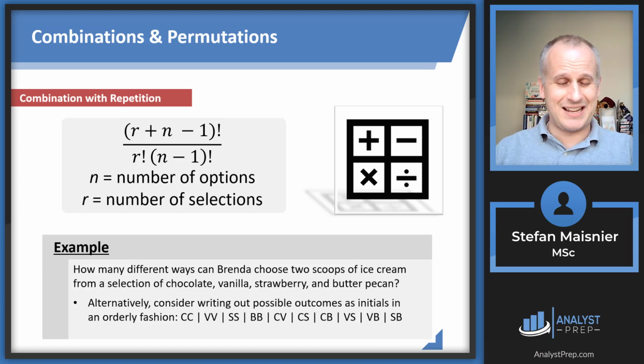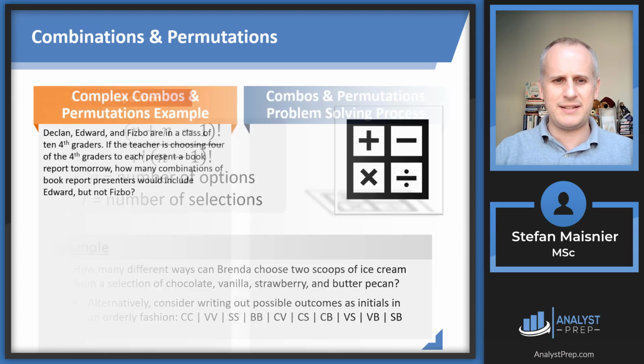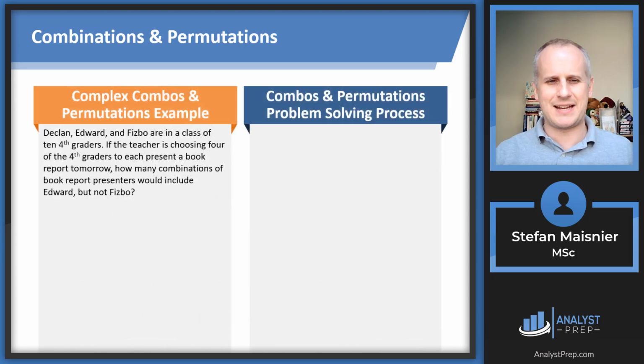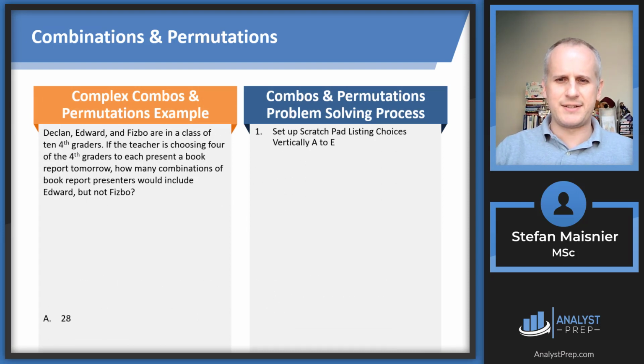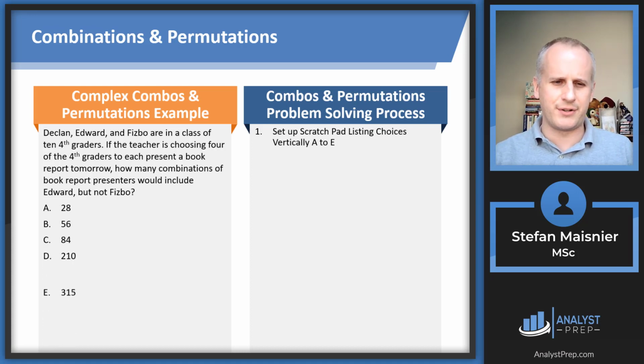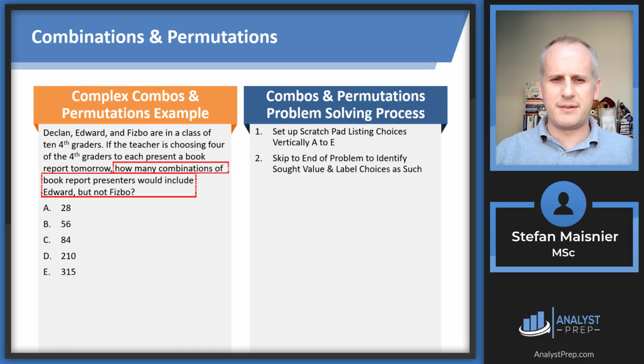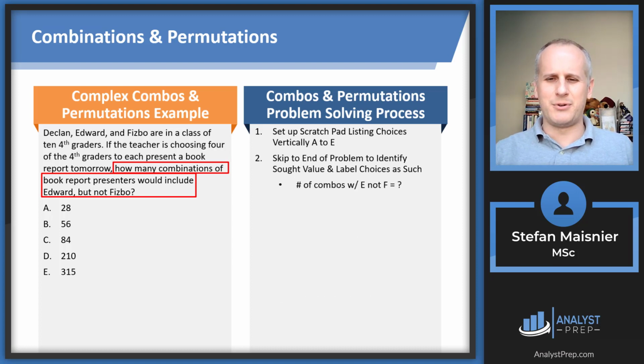And you can already kind of see how these problems can become a bit complex. So let's actually work through a sample combinations and permutations problem. We've got the problem here on the left-hand side. As always, we set up the scratch pad listing the choices vertically, A through E. We're going to skip to the end of the problem, figure out what we're being asked for, and in this case, we're being asked how many combinations of book report presenters would include Edward but not Fizbo. So just write that out in shorthand: number of combos with E, not F, equals what?